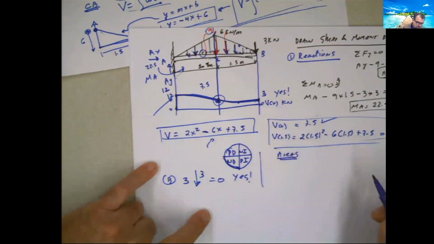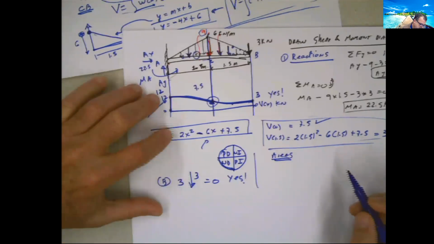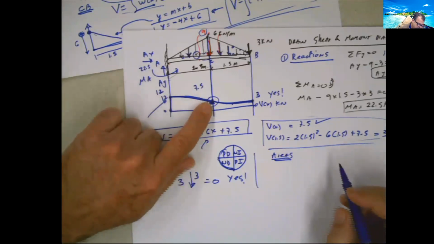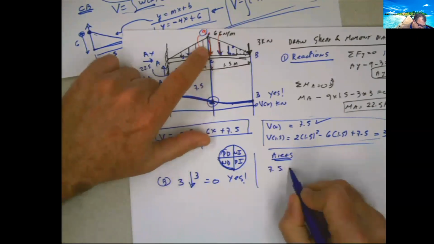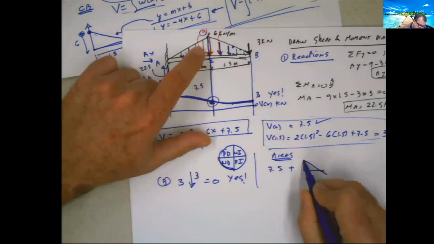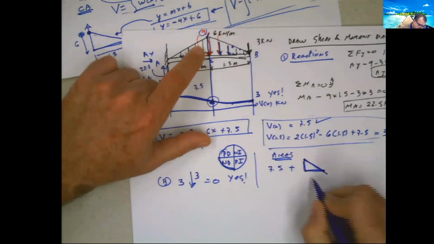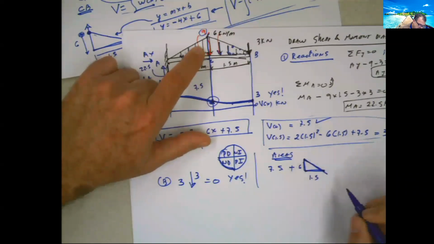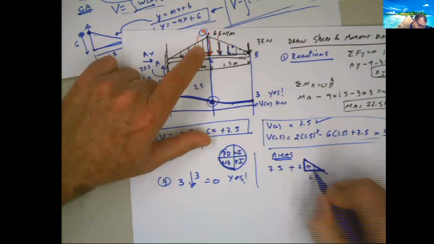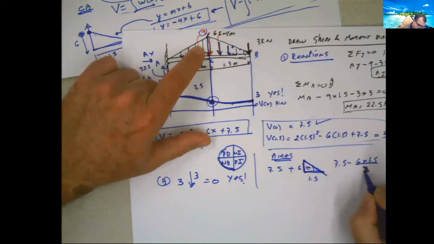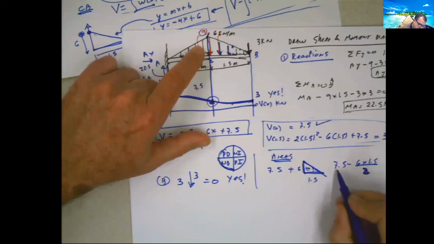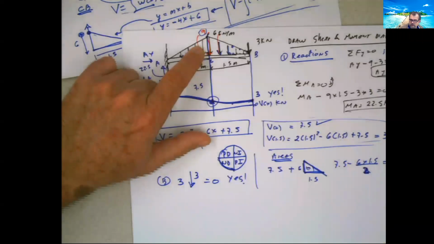So if we try this by areas, I come here at the point C, and I had a previous value of 7.5. And then I find this area, which is also a negative area. This is 1.5, and this is 6. So this is going to be 7.5 minus 6 times 1.5 divided by 2. So this is 7.5 minus 3, 4.5, and this is 3. And then we go to that point.